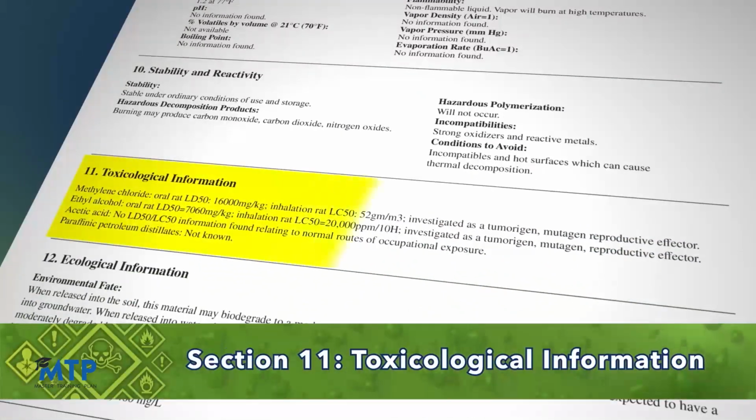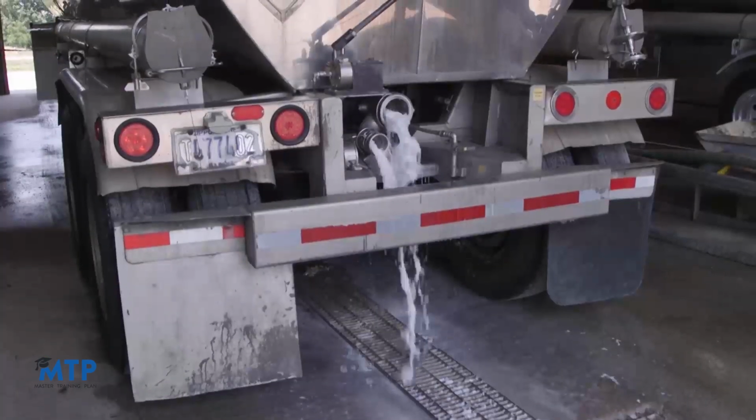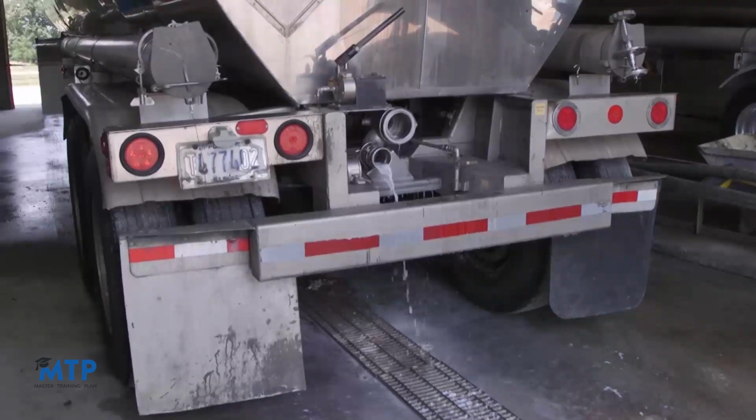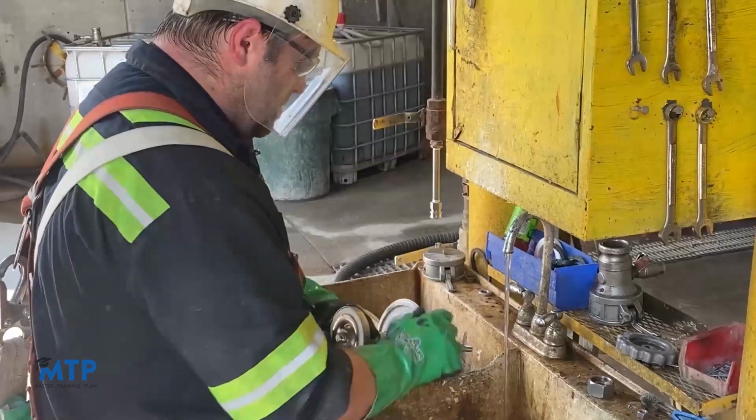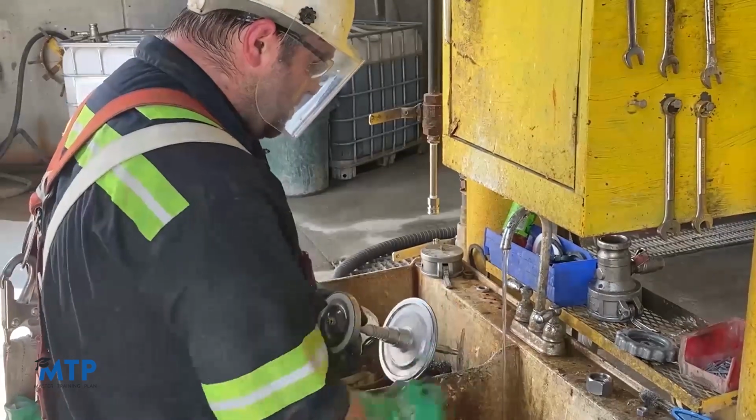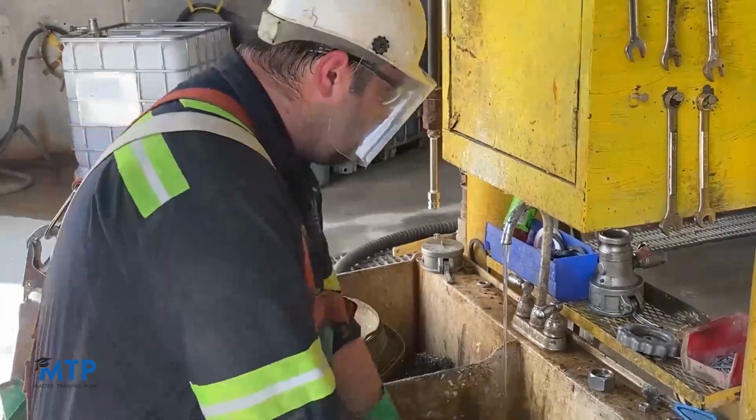Section 11 covers the potential ways you could be exposed to the chemical and any related symptoms of exposure. It also details any acute and chronic effects that can result from overexposure to the chemical. It will identify how poisonous the chemical could be, as well as other potential health hazards.